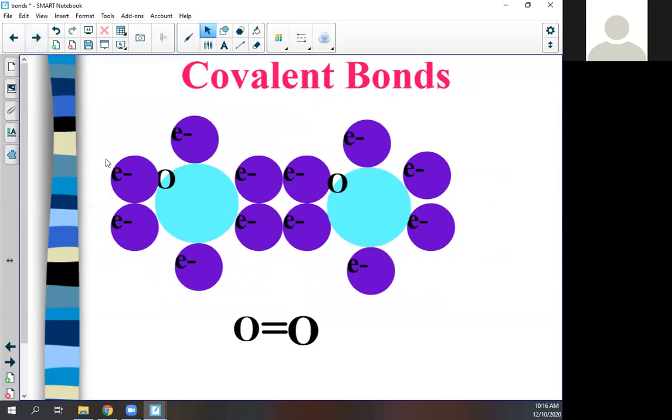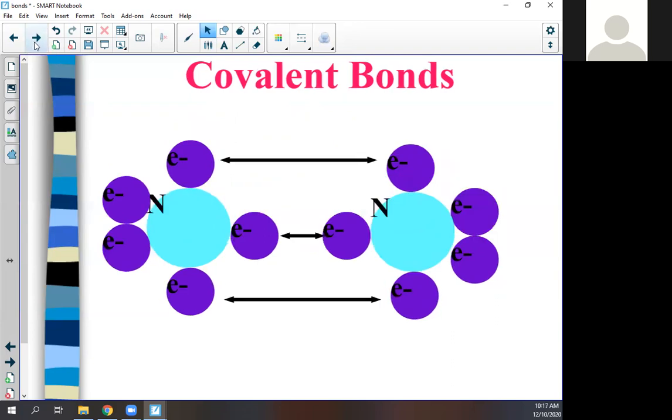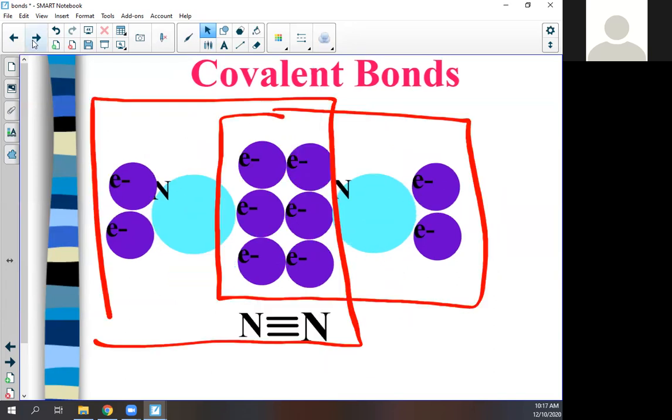All right, nitrogen will do the same thing. Nitrogen has 1, 2, 3, 4, 5. 1, 2, 3, 4, 5. They both want 8, so they want to get 16. They only have 10, so they have to share 6 electrons. So nitrogen forms a triple bond. So this triple bond is really, really strong.